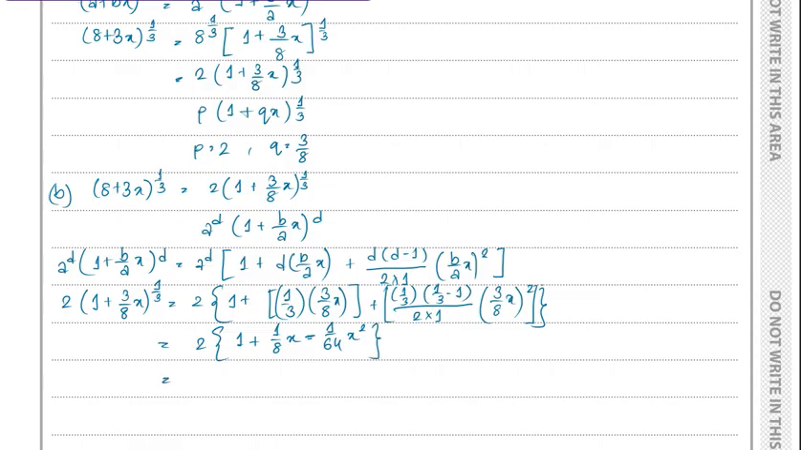And now if you multiply this, so this would be 2 multiplied by 1 is 2, plus 2 multiplied by 1 by 8 is actually 1 by 4x, minus 2 multiplied by 1 by 64 is 1 by 32x squared. This is the answer.